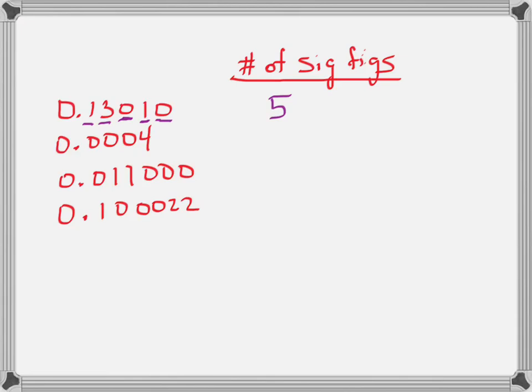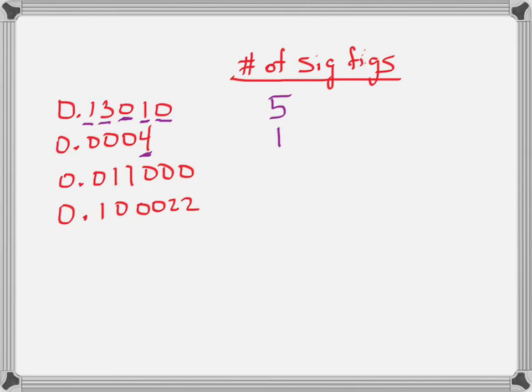In the second one, we can see the non-zero digit there, that 4. The second rule doesn't apply. There is no 0 in between 2 non-zero digits. And then all the zeros prior to the 4, to the left of the 4, are not significant. And there's no other number to the right of that 4, and so that would only be 1.